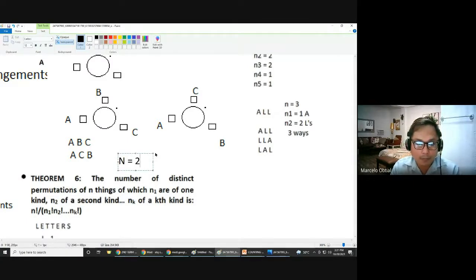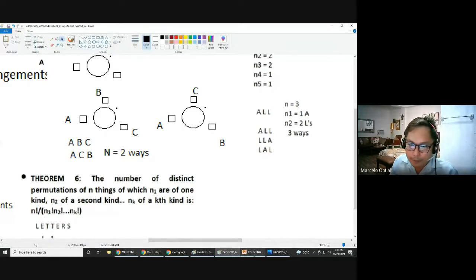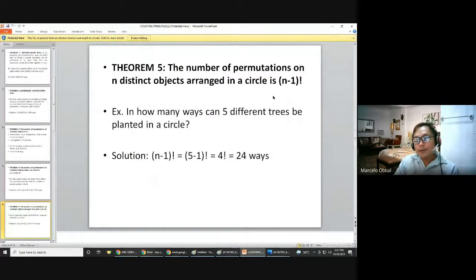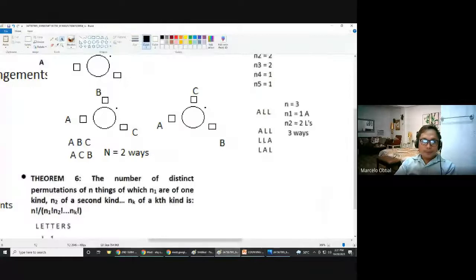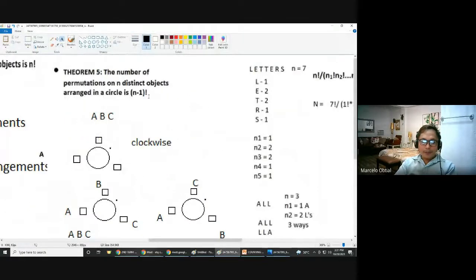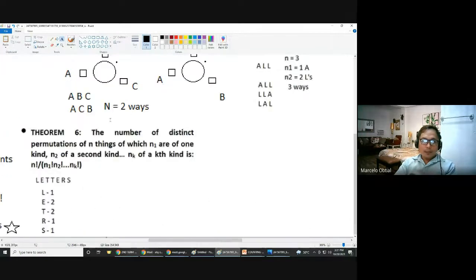Don't worry, you will not undergo analyzing this, because next time, just use the formula, okay? Pinakita ko lang sa inyo yung concept. That yung concept ng theorem number 5 is this, no? Okay, n minus 1 factorial. There are 3 persons there. Okay, Shelo, there are 3, no? So 3 minus 1. Balik tayo doon. The formula again is this one, n minus 1, then factorial.